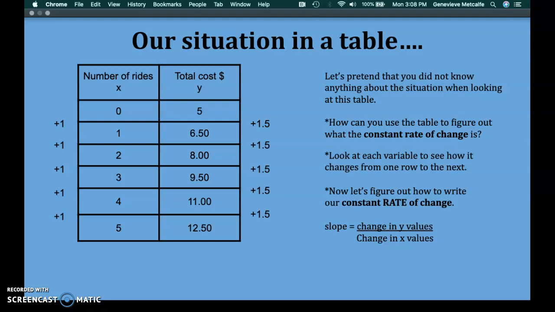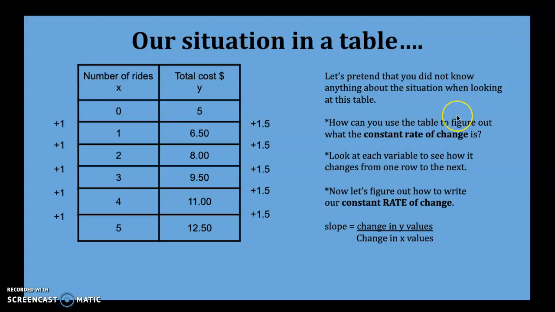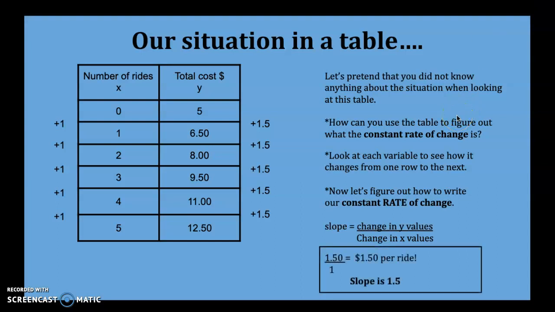So we would have $1.50 over the 1, right? So our change in y values, that 1.5, over the change in the x, the 1. And that means the slope is 1.5. In other words, it's $1.50 per ride. That's the change that's happening, okay?